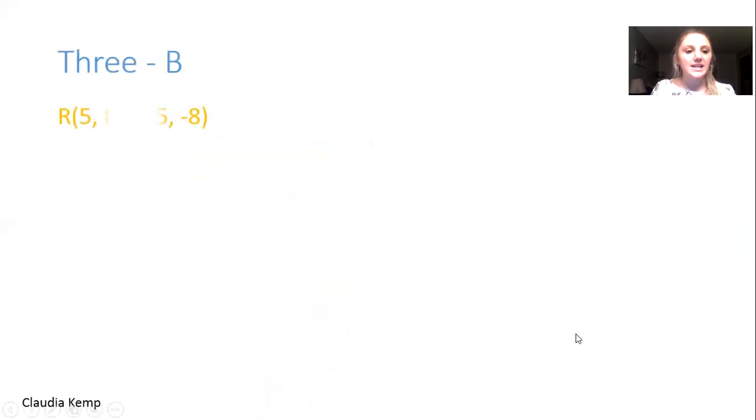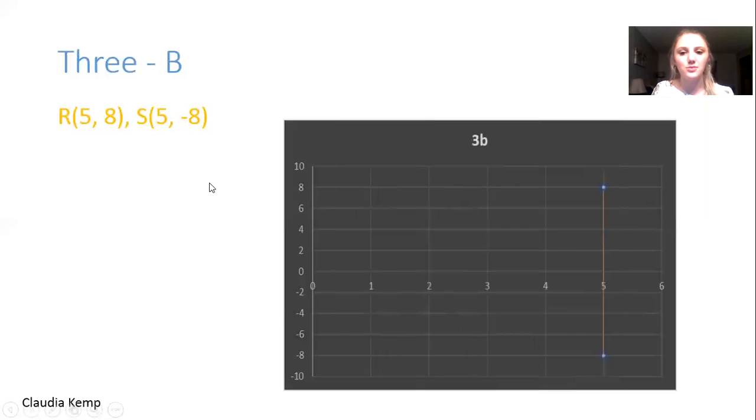Part B has the points 5, 8, and 5, negative 8. Now, if you remember what I said before, you can tell a little bit without doing math or without plotting. If you'll see here, the x values are the same in both points, meaning that the line is going to be vertical because it is on the same x value of the graph. Therefore, it'll be an undefined slope because a vertical line is referred to as an undefined slope. So here you see we have 5, 8 and 5, negative 8, but it's just a vertical line. Therefore, undefined slope.